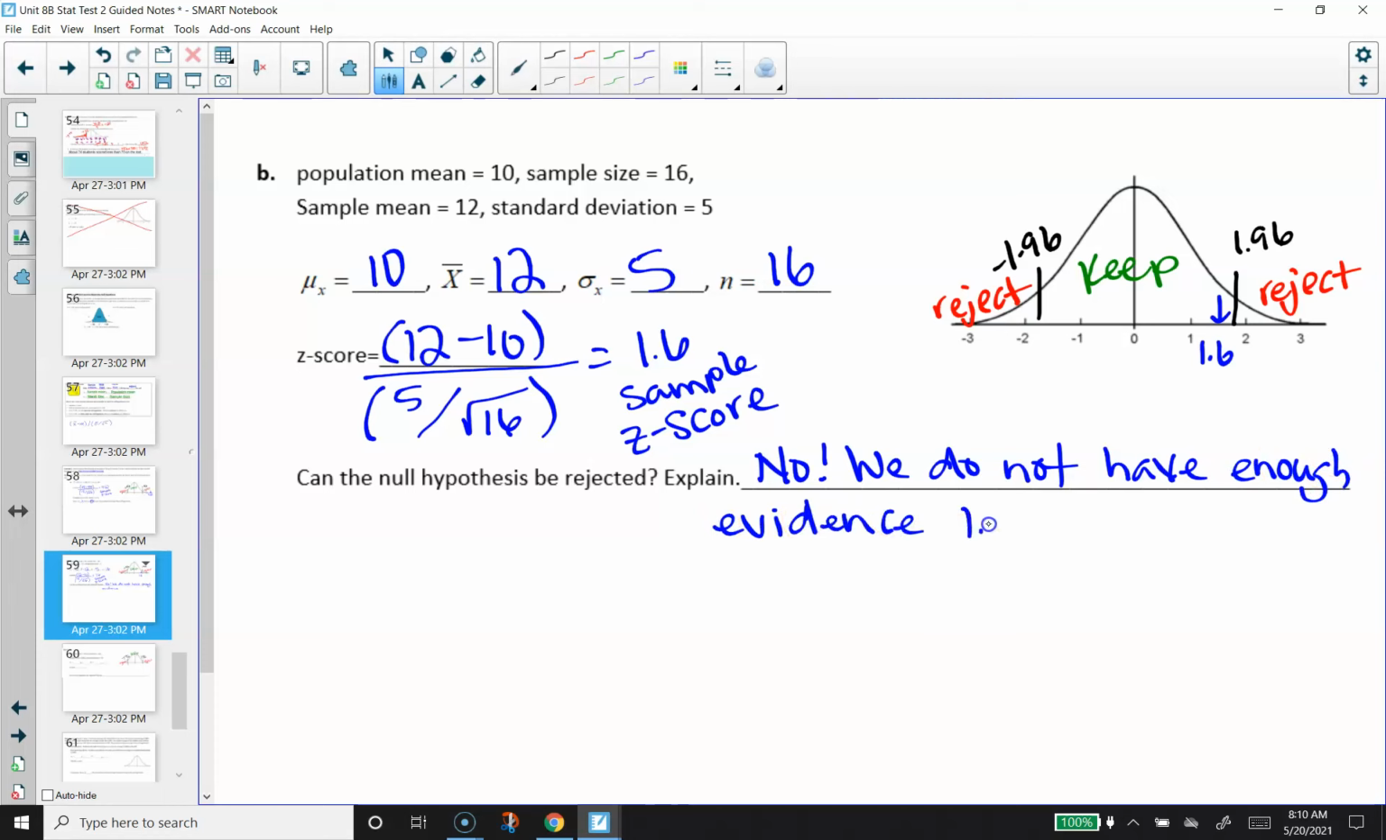And that's because my sample z-score of 1.6 was less than that upper boundary of 1.96. Right? Well, technically it's in between the two boundaries. So we can say between negative 1.96 and positive 1.96. So it's in between the boundaries, which means we're in between the 95%. So we do not have enough evidence to prove that there was a difference. Okay?